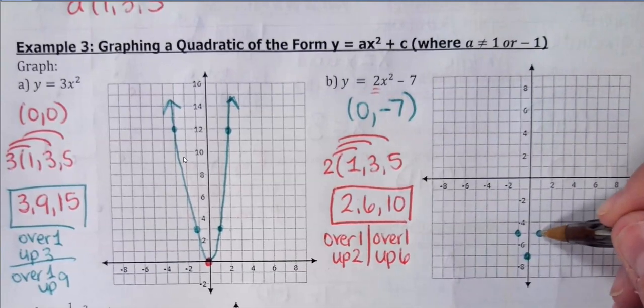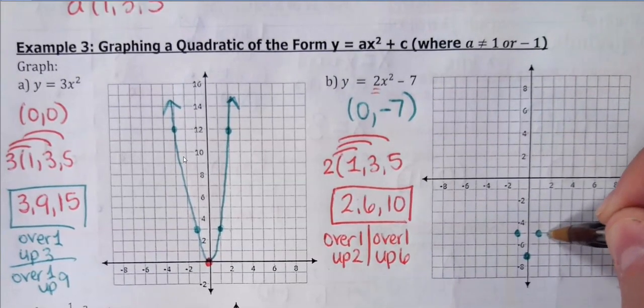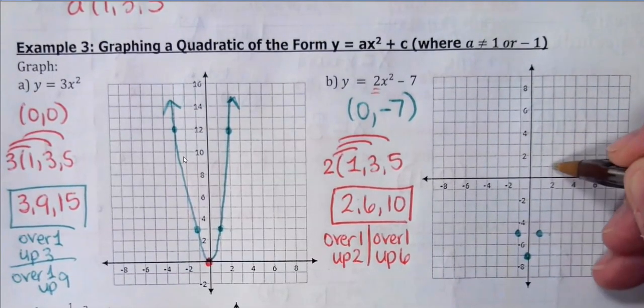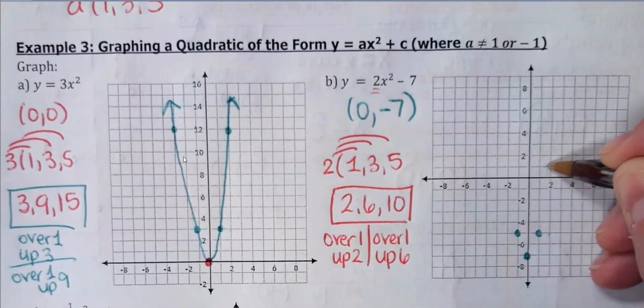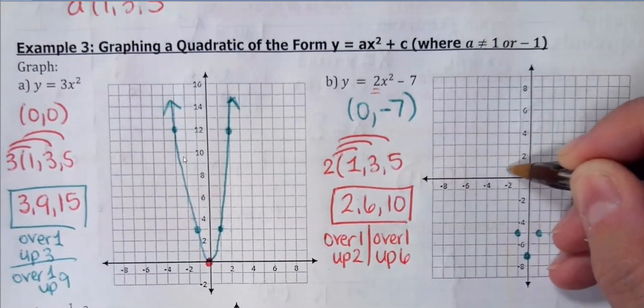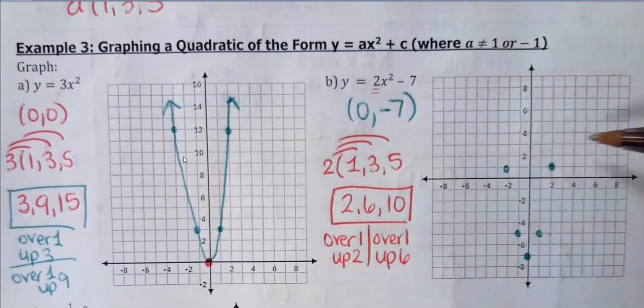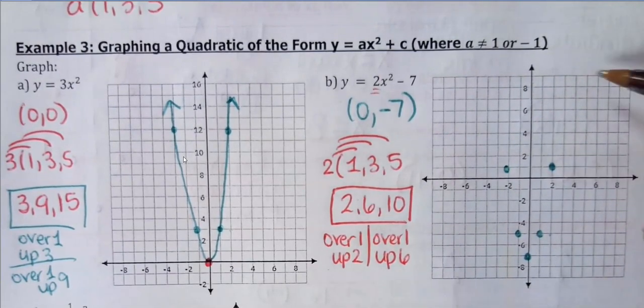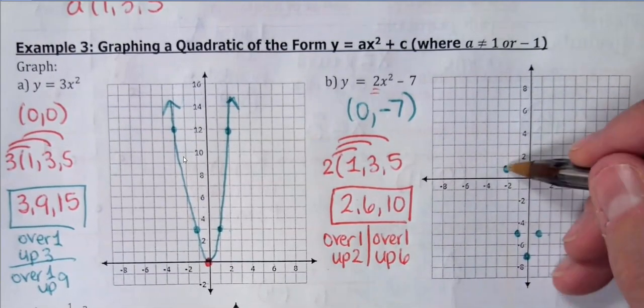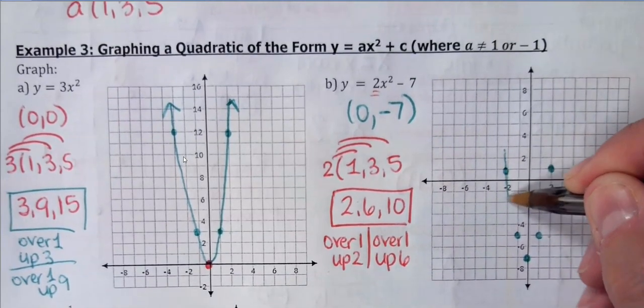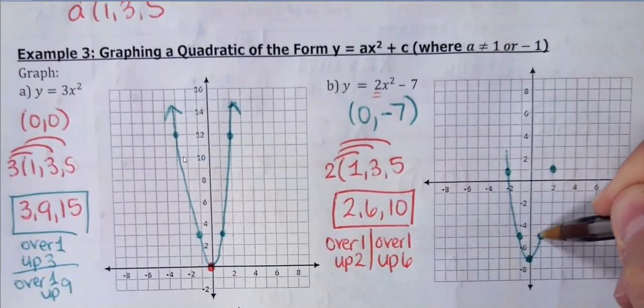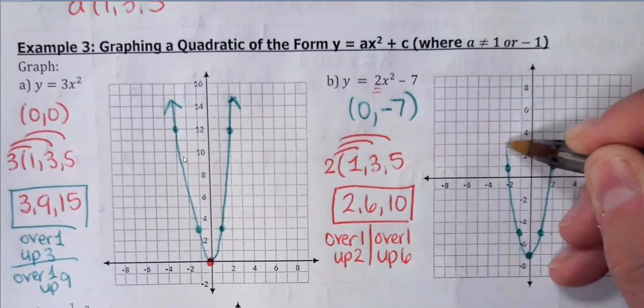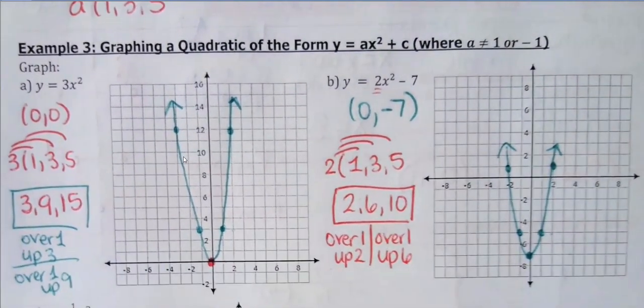And then I'm going to go over 1, and I'm going to go up, let's see, 6. That should put you at (2, 1) and (-2, 1). And then the graph isn't tall enough for me to go over 1, up 10. But this is 5 points, so we're good. Just a little curve here. Is anybody having a question?